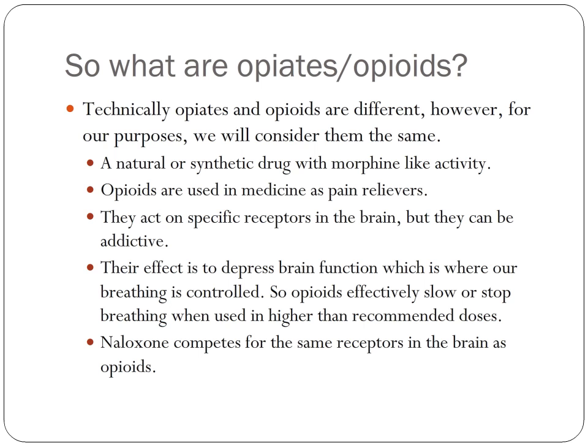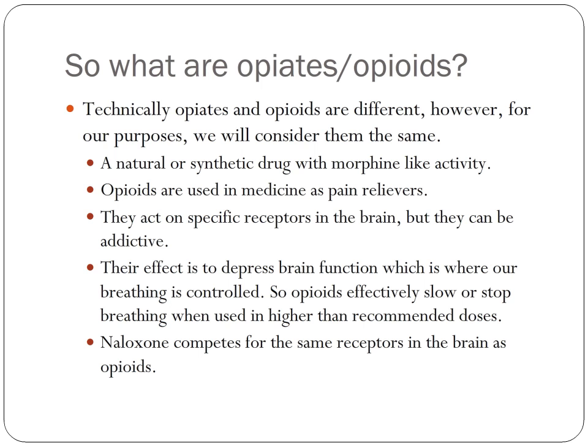They are a natural or synthetic drug like morphine, with morphine-like activity. Opioids are used in medicine as pain relievers, so they're very commonly prescribed by physicians and others with prescriptive authority. They act on specific receptors of the brain, but they can also be highly addictive, so that's part of the dangers of the opiate problem. Their effect is to depress brain function, which is where our breathing is controlled. So opioids effectively slow or stop the breathing when used in higher than recommended doses.